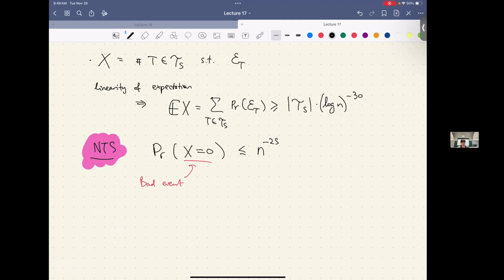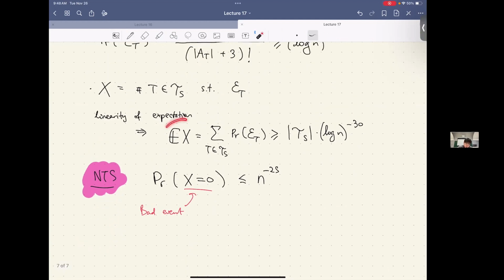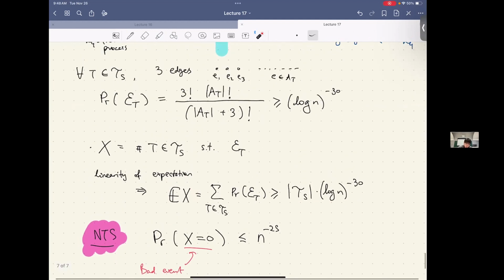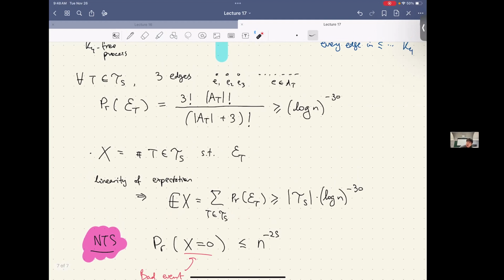So we are left to bound this probability that X equals 0. Basically, we have a lower bound on the expectation of X. All we need to show is, now we have a bunch of events E_T, because E_T is almost edge disjoint. So we want to say that these E_T are not so dependent on each other. So you can use, for example, the bounded difference inequality, McDiarmid's inequality, a concentration inequality, to show that the probability that X, this random variable, is around its expectation with very high probability.